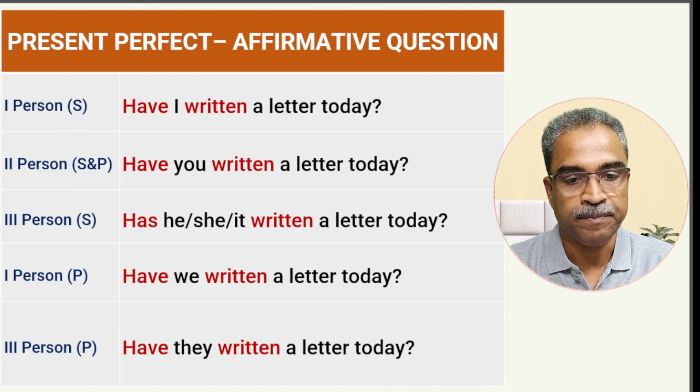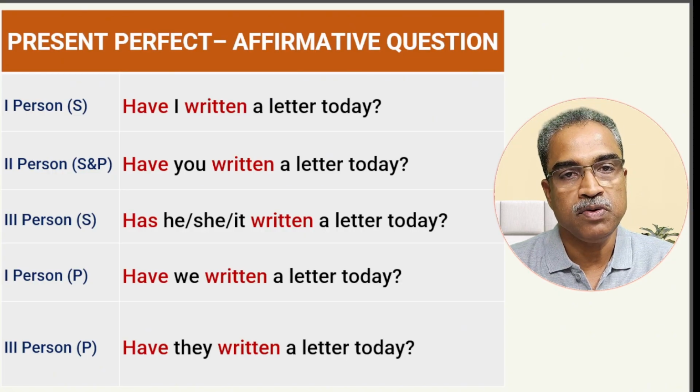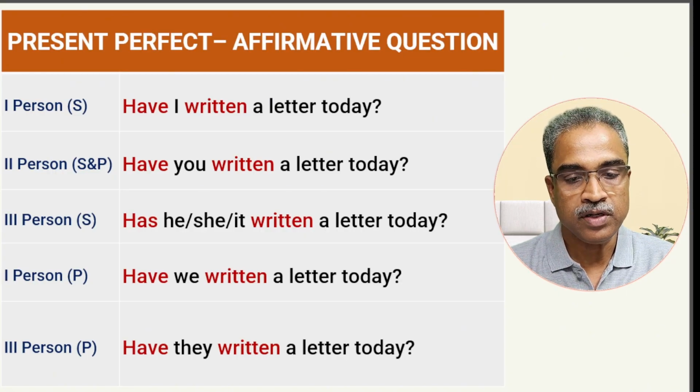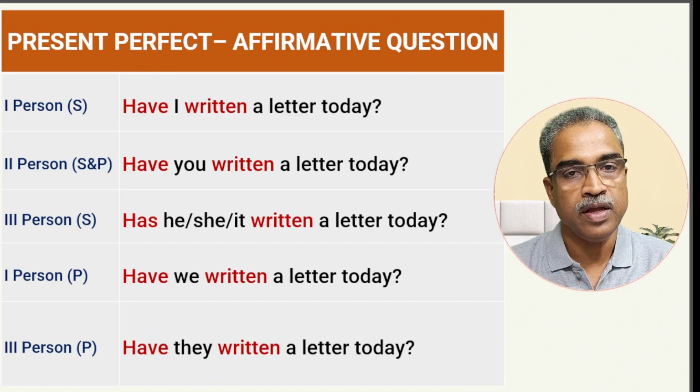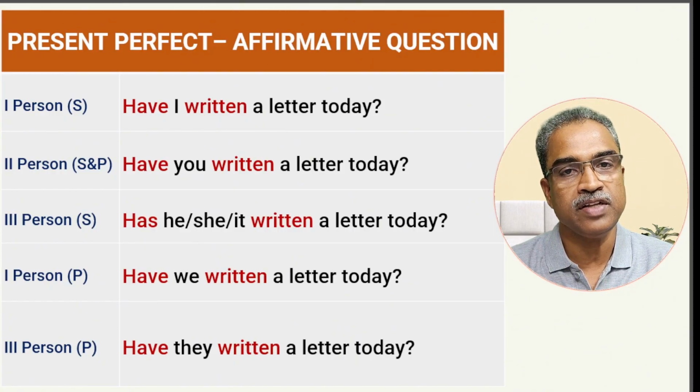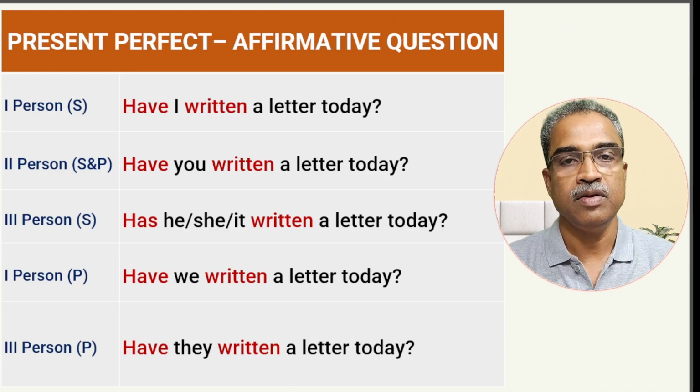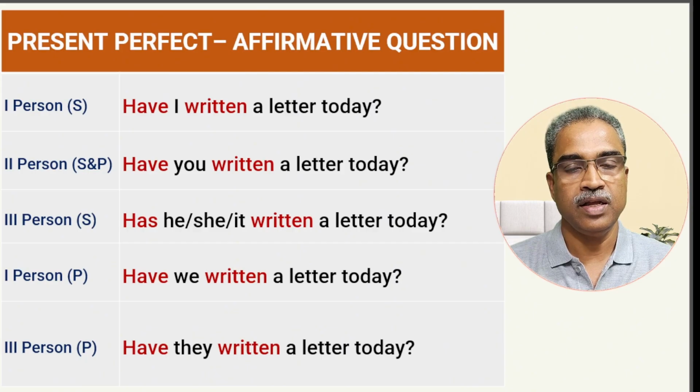That's a question. And then first person plural, we have written a letter today will be, have we written a letter? And they have written, third person plural, they have written a letter will be, have they written a letter? So it is a set pattern. You put the auxiliary verb first, and then you put the subject, and then the main verb in the V3 form.